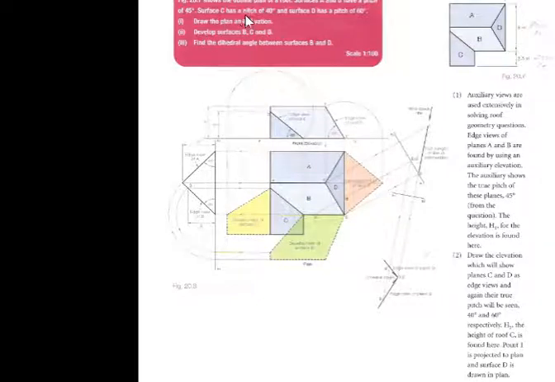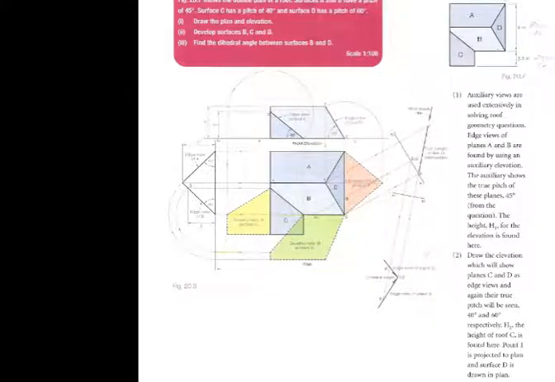As you can see, it says here the surfaces A and B have a pitch of 45 degrees, surface C has a pitch of 40, D has a pitch of 60. So look down at the question here. This is our A, B question here, and we can draw out the outline, but we can't really draw out the rest of the inside parts here.